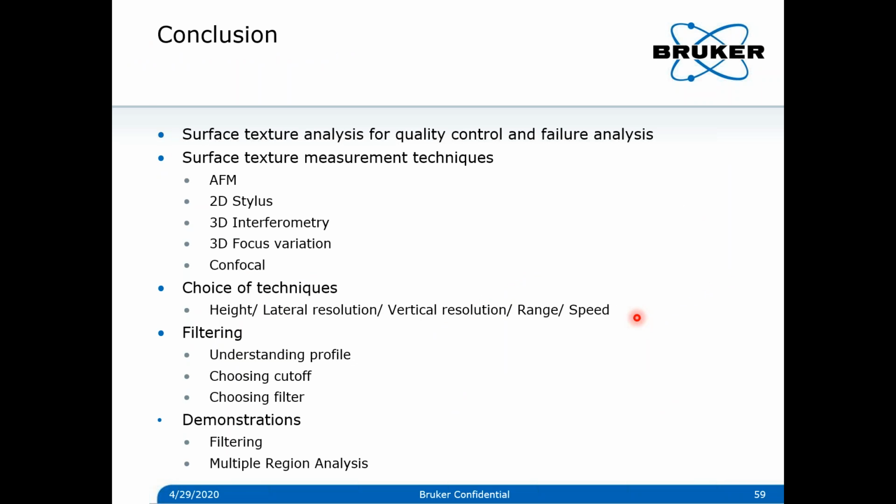So conclusions here. We have gone through the surface texture analysis for quality control and failure analysis, and surface texture measurement techniques such as AFM, 2D stylus, 3D interferometry, and focus variation. Confocal, this kind of technique was discussed. And then the choice of techniques: height, lateral resolution, vertical resolution, range, and speed parameters, and how all these parameters end up in decision making for your proper product. Then filtering, understanding the profile, choosing the cutoff, and then choosing the filters. And we have done the filtering demonstration here.